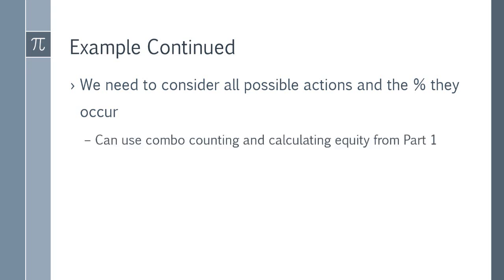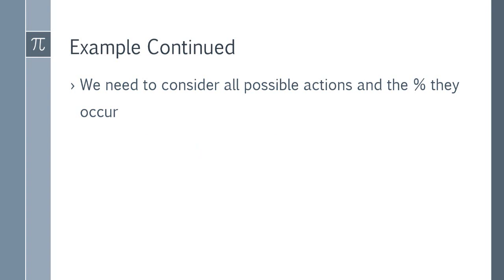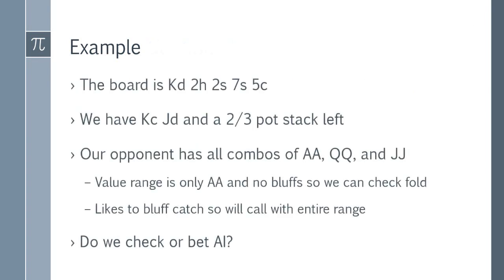For this example, you can use the combo counting strategy that I talked about and the calculating equity strategy that I talked about from the basic poker math video. I'll have a link in the description if you guys haven't seen that. And you can easily figure out where we are in this scenario. So I'm not going to do that for you right this second. I'll do it here in a second if you guys want to pause the video and try to calculate the equity that our king jack has versus this range of aces, queens, and jacks on this board of king 2 2 7 5.